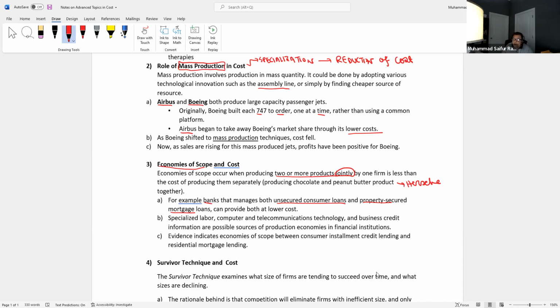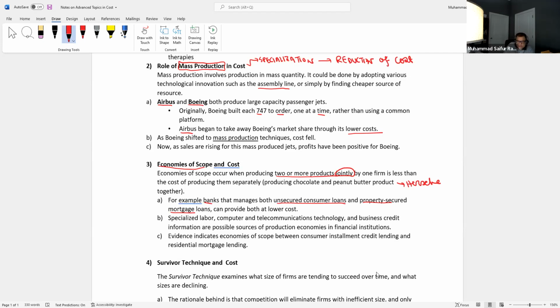Now, if a firm offers both of these kinds of services, they might be able to reduce their overhead cost, because the origination of these loans will require the same kind of vetting process, the same kind of appraiser that is going to appraise your creditworthiness and things like that. So by offering two services within the same institution, they basically reduce the cost of producing both of them. So this is a classic example of economies of scope.